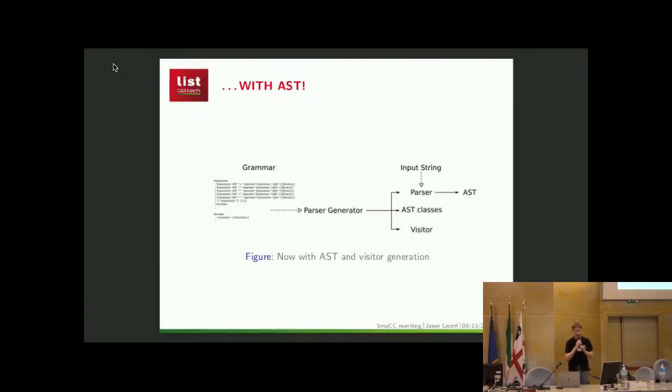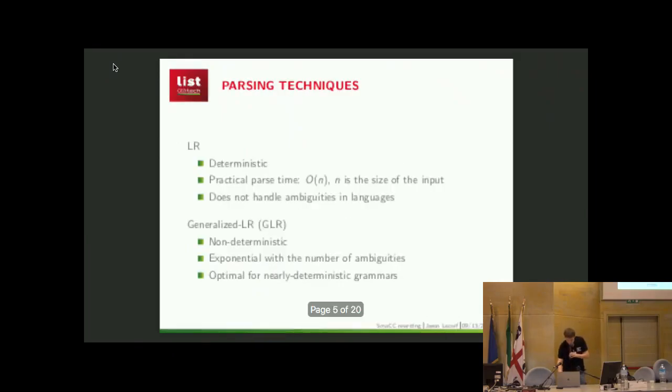Next stage is adding AST generation through annotations. So it will generate the parser, AST classes, and a generic visitor to traverse the AST. With that, the parser can generate an AST. Very simple. What techniques does it use?